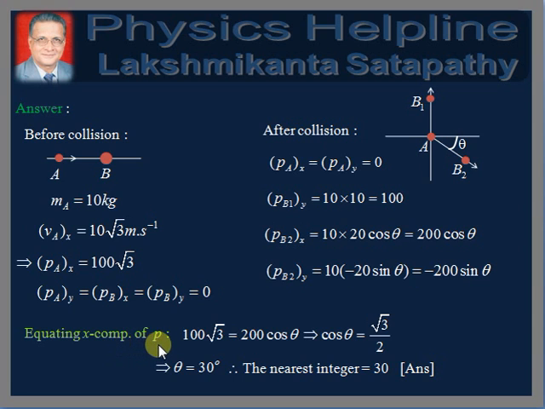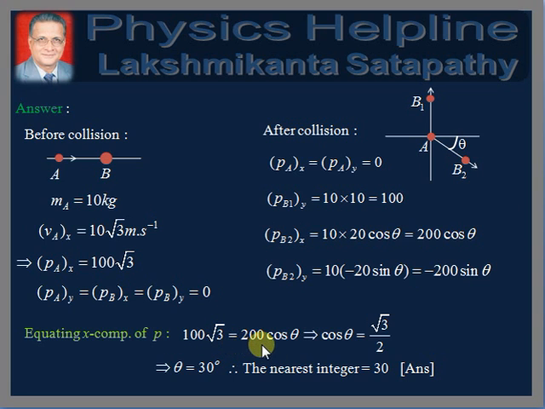First, we will equate the x component of linear momentum before and after collision. Now, before collision, there was only one term, that is PAX is equal to 100 root 3 kg meter per second. Therefore, we put 100 root 3 on the LHS. On the RHS is after collision. After collision, in the x direction, we have got only one term here, 200 cos theta. Because you see PB1y is also in the y direction and this one is also in the y direction. So, in the x direction only one linear momentum term.